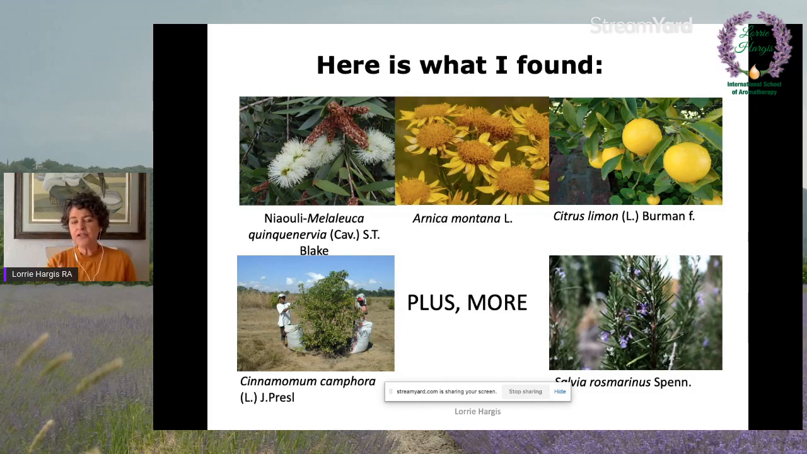And essential oils, as we know, are the spark plug. They help us ignite our cells. They get in there, they work, and we can have great results. So we used Ravintsara.